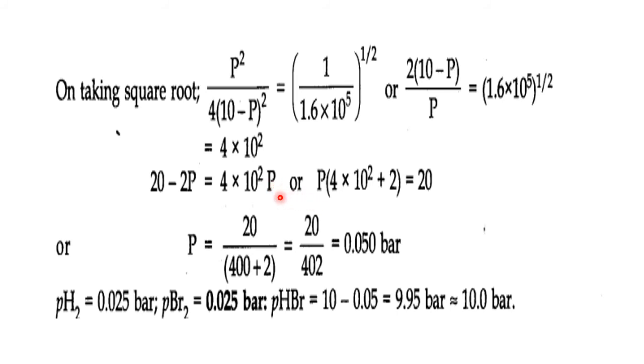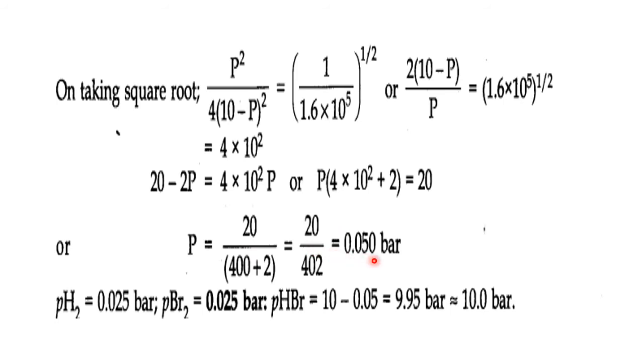Or you make p one side. When you take this side, it becomes plus here, and take the p common. So p into bracket 4 into 10 square plus 2, p is outside, that is equal to 20. So it is very simple. Now it is very simple to calculate. So p equal to 20 by this answer, that gives you 0.050 bar.